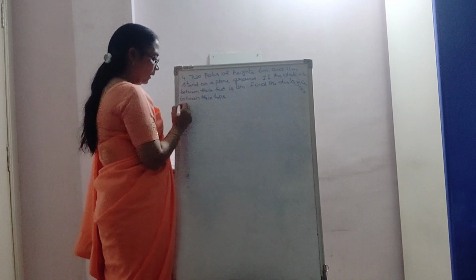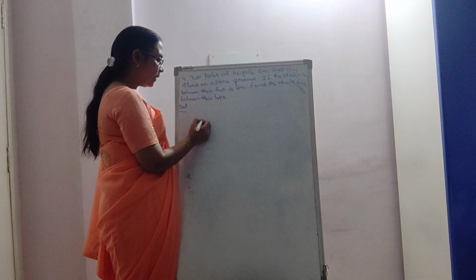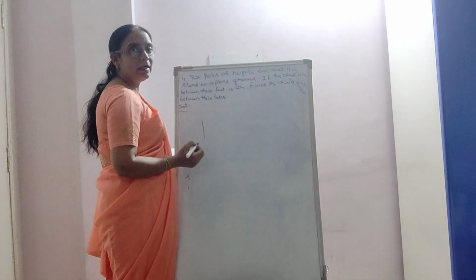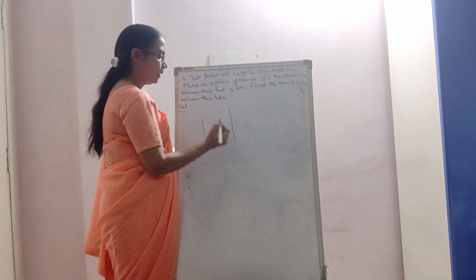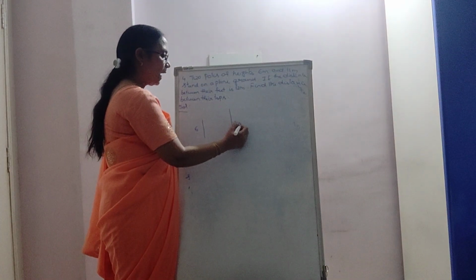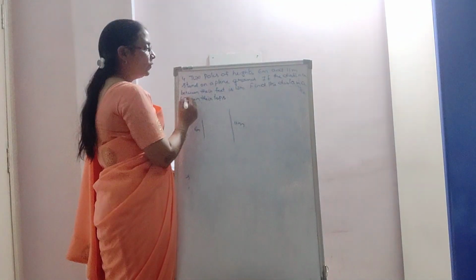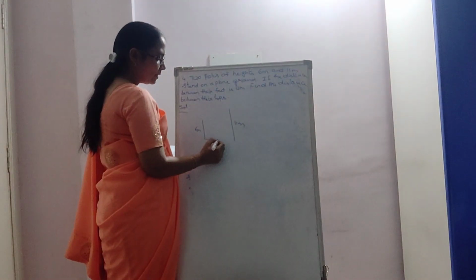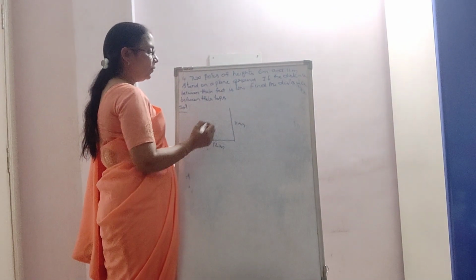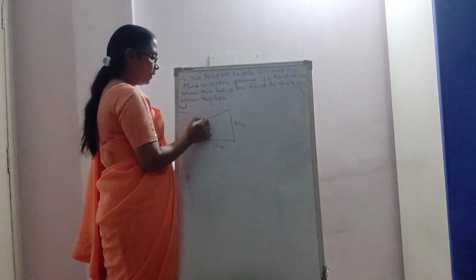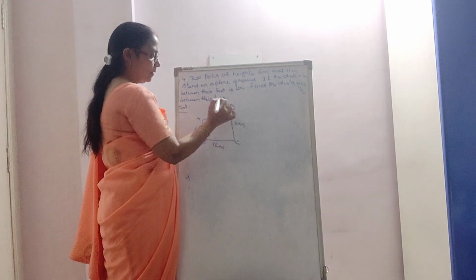Now, we'll read the problem again. Two poles of heights 6 meters and 11 meters. While reading, let us start making the figure. So this is 6 meters and this is 11 meters, standing on the plain ground. If the distance between their feet, this is the feet, is 12 meters, find the distance between their tops. We have to find this distance. Let us name them A, B, C, D.